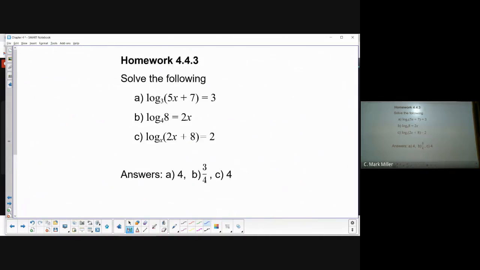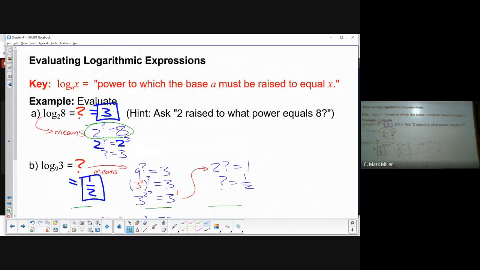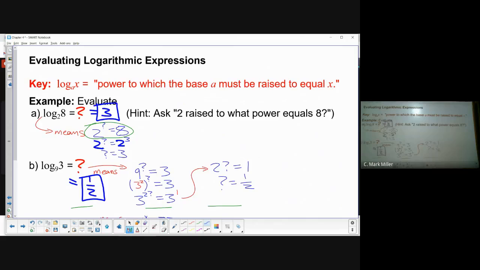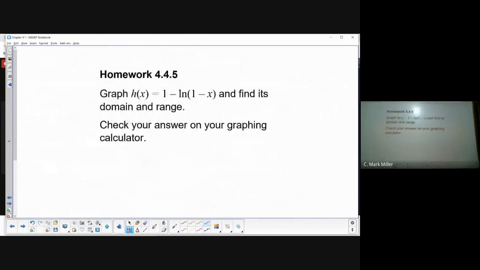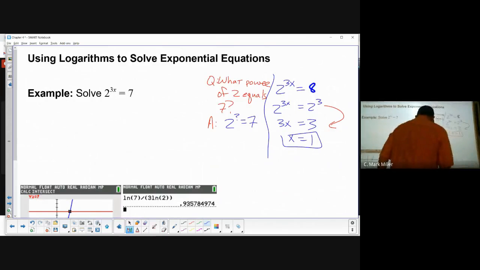This thing is not working real well. All right, go back. I shouldn't have gone back so far. Right here. Remember this? This is the rule you need to know how to apply. That is basically the definition of a logarithm. But you need to know how to apply it.